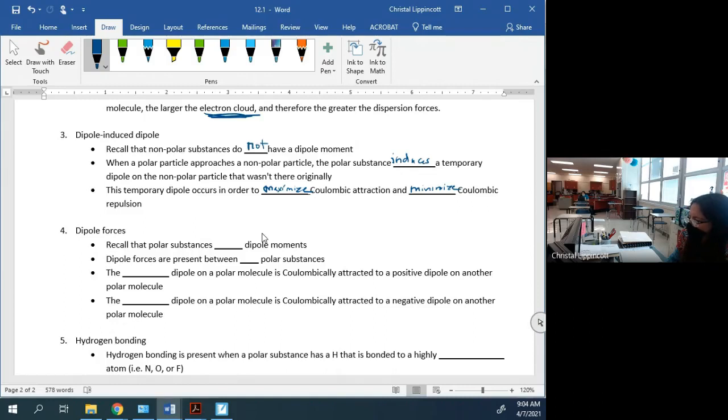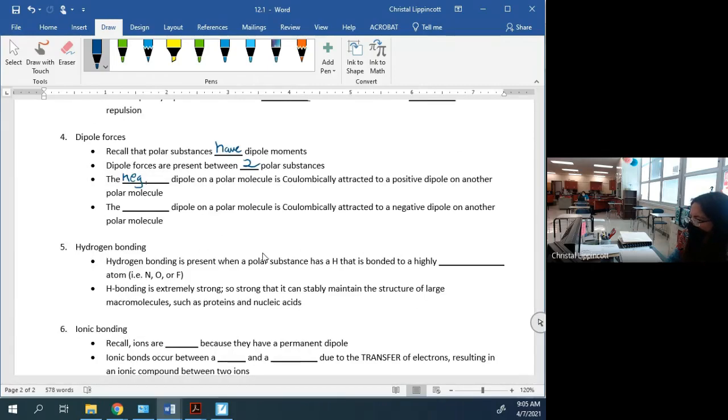To recall, polar substances have dipole moments. Dipole forces are present between two polar substances. Okay, so the negative dipole of one polar molecule is attracted to the positive, and the positive dipole is attracted to a negative.